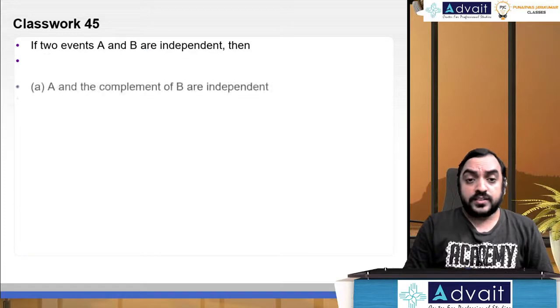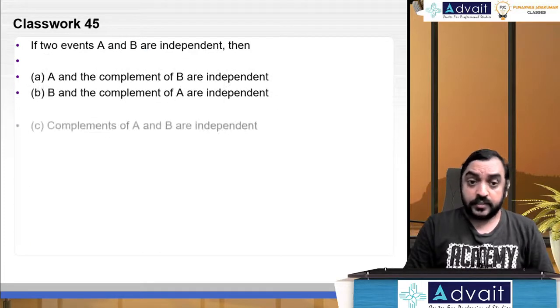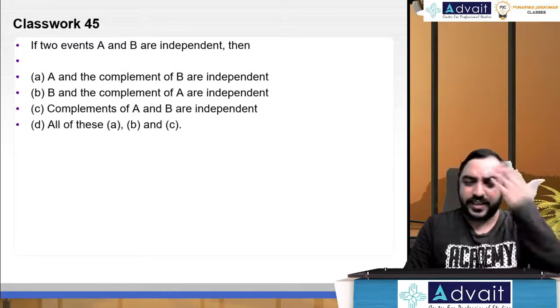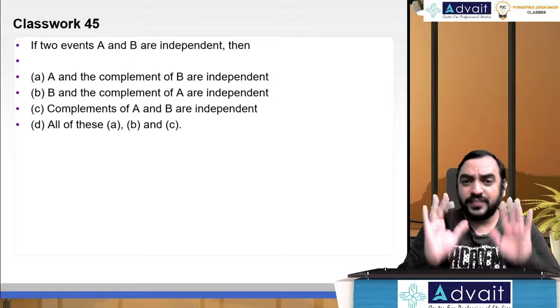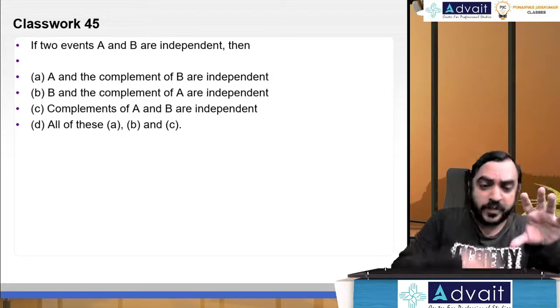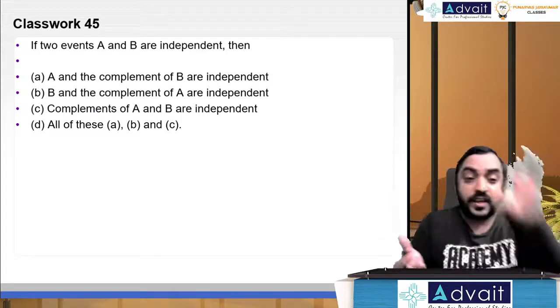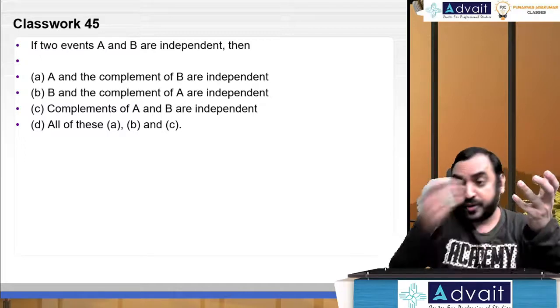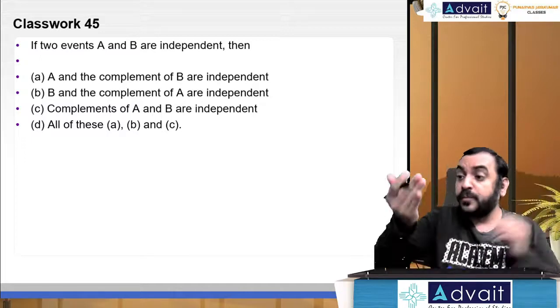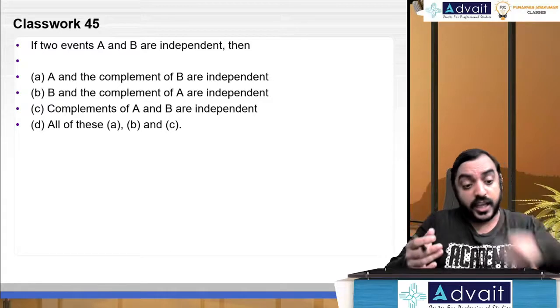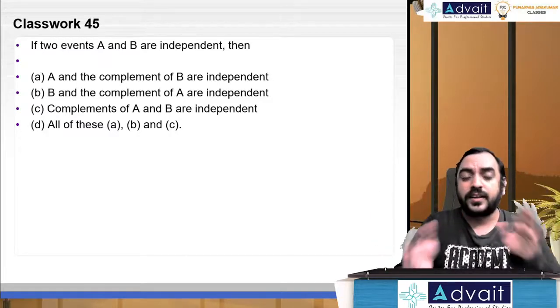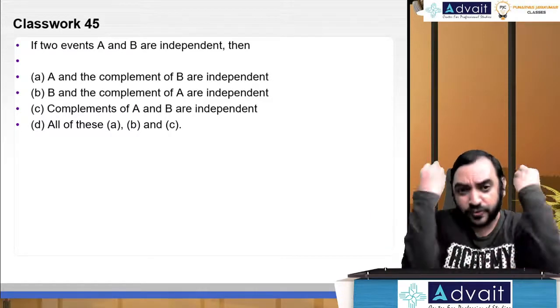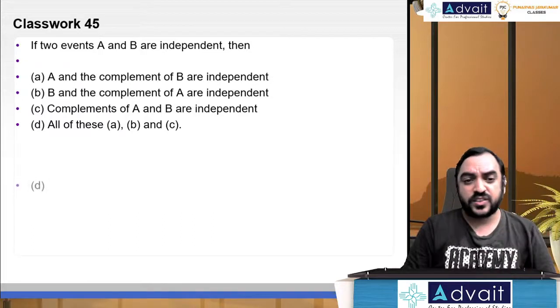If two events are independent, then their complements are also independent. That's what it means. If A is independent of B, B is independent of A, then A complement is independent of B, B complement is independent of A, and A complement is independent of B complement. If A and B are independent, everything is independent. So all of these, option D.